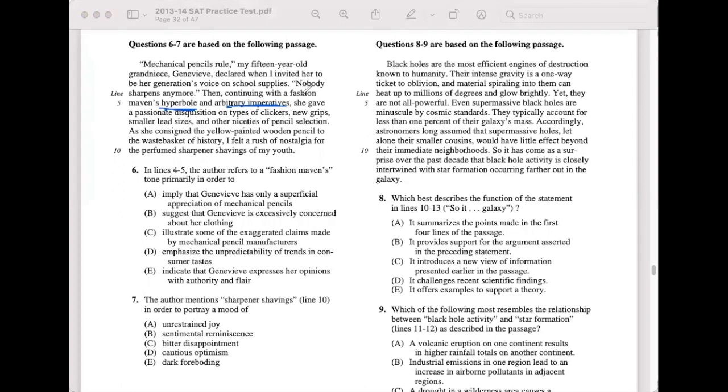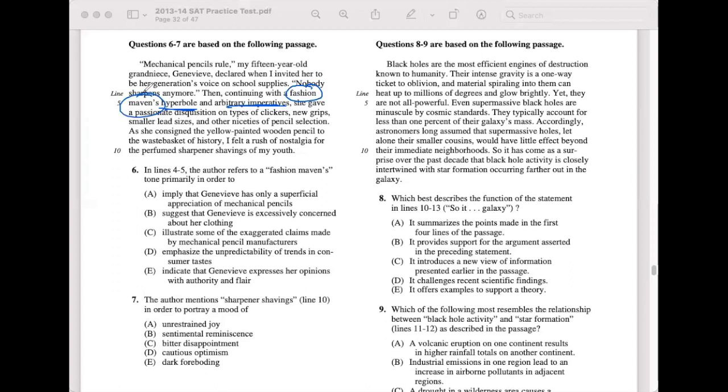Okay, so let's look at the first question. In lines 4 to 5, the author refers to a fashion maven's tone, primarily in order to. So why would the author compare the grandniece to a fashion maven? A maven is somebody who is really clued into a field, right? Somebody who really follows what's going on. So he refers to her as a fashion maven to indicate that she was really good at describing her interest in mechanical pencils, right? She used what a fashion maven would use to describe her or his interest in a clothes line, right?